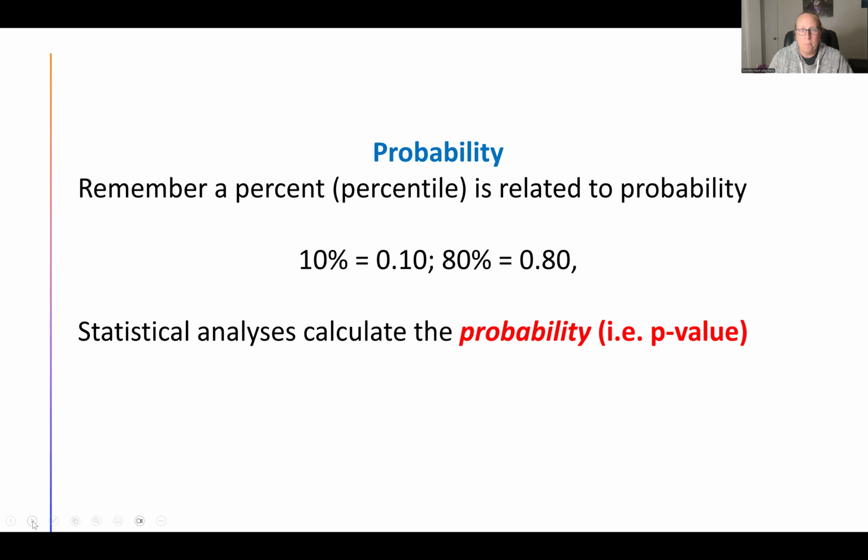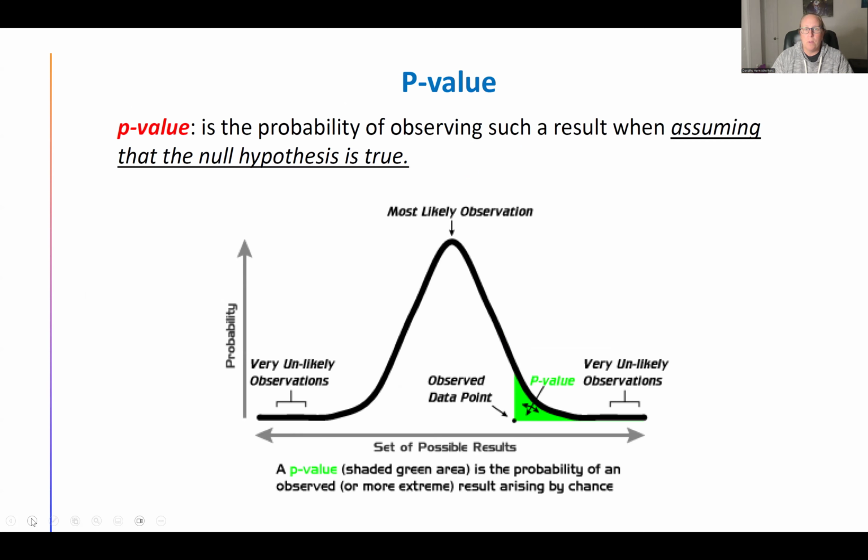So we've talked about this a little bit already. Remember that probability is a percent. Statistical analysis calculates the probability, which is the p-value, and that's what we're looking for. So the p-value is the probability that we will see a result in that outside area, okay? We always assume that the null hypothesis is true, meaning that there is no difference. However, the p-value will show us either we're correct and there is no difference if it's above 0.05, or if it's below 0.05, it lives out here in this outside range and in these very unlikely observations. And that means that there is a difference in our two samples.